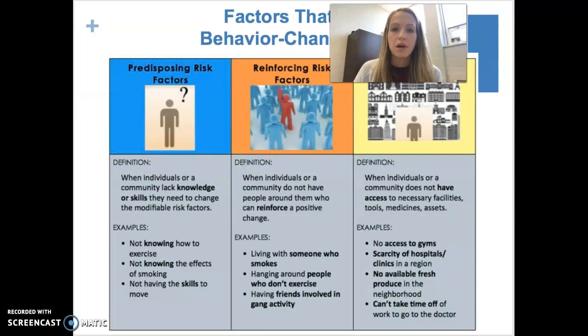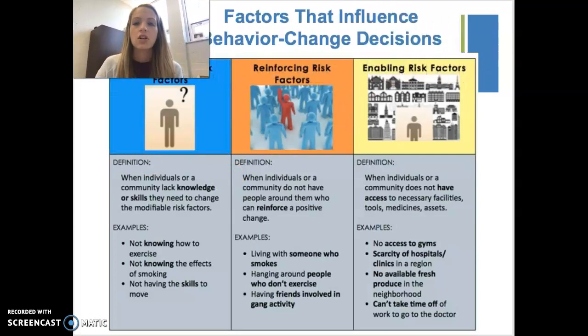So let's keep that in mind as we continue walking through these factors that change or influence our behaviors. So factors that influence behavior change decisions include predisposing risk factors, reinforcing risk factors, and enabling risk factors. So this first one we're going to look into is predisposing risk factors.